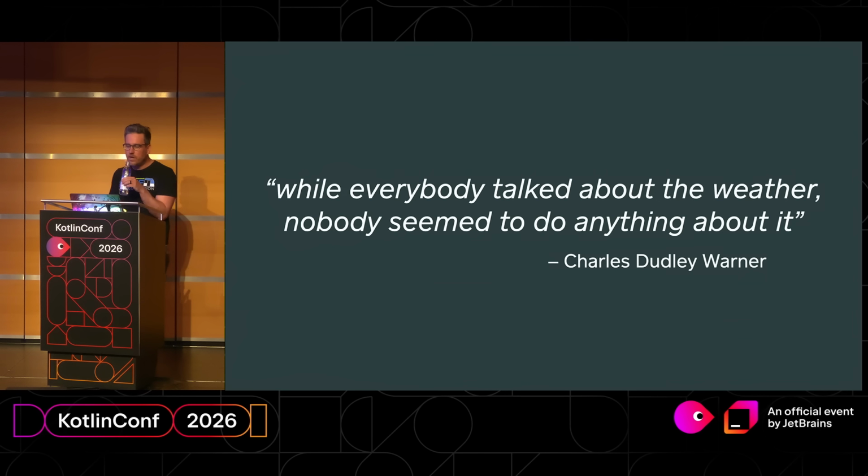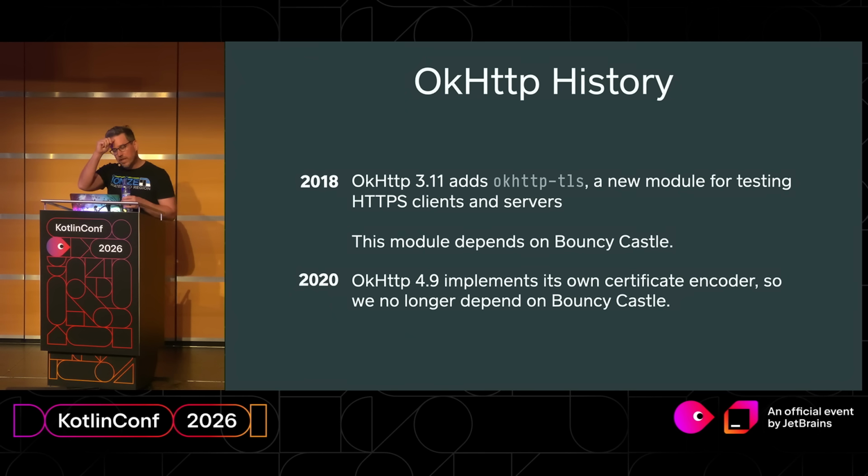There's this quote: "While everybody talked about the weather, nobody seemed to do anything about it." And I feel like in Java TLS land, everybody complains about how bad the encryption API is, but nobody's doing anything about it. And so in 2018, we added our own little TLS utility library in OkHttp. It depends on Bouncy Castle, and then uses the Bouncy Castle APIs in a way that I find less off-putting.